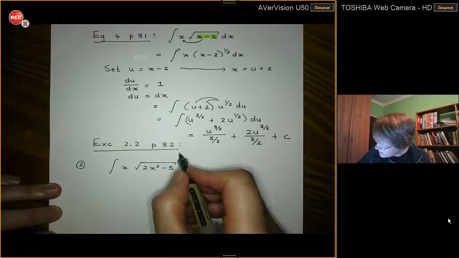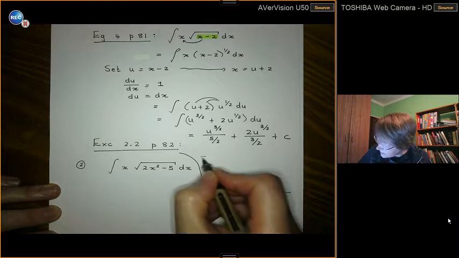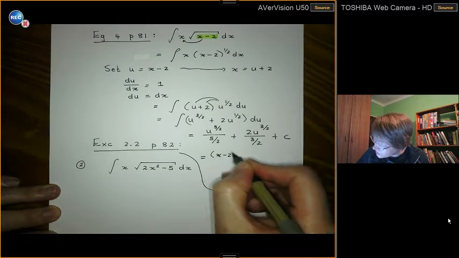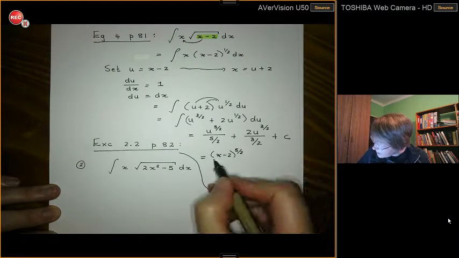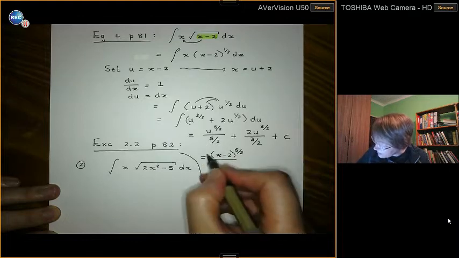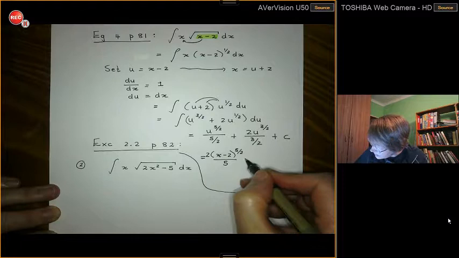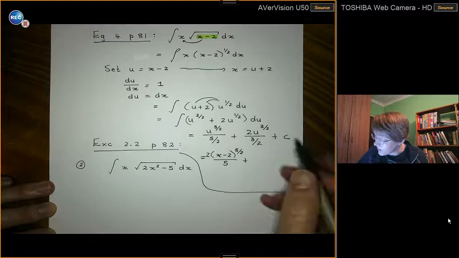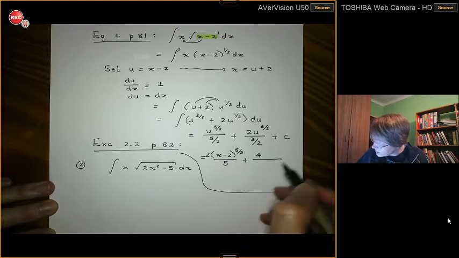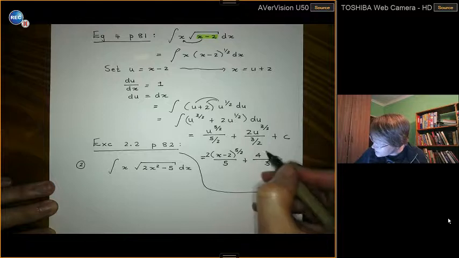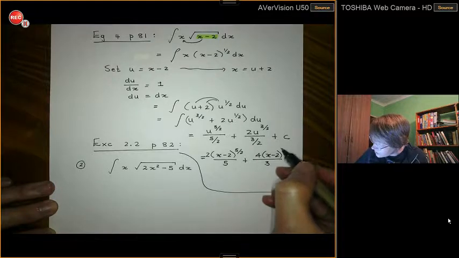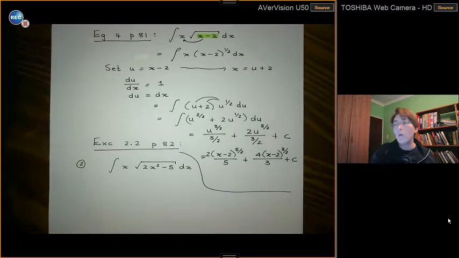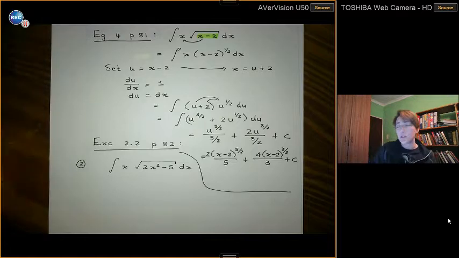So we're running a little bit out of space here, sorry about that. So u will need to get substituted by x minus 2. So we have x minus 2 to the power of 5 over 2. And because we're dividing by 5 over 2, we are actually multiplying by 2 over 5. Plus, and then this one's going to be 2 divided by 3 over 2, so it's 2 times 2 over 3, which is going to be 4 over 3, times u, which is that x minus 2 to the power of 3 over 2, plus c.